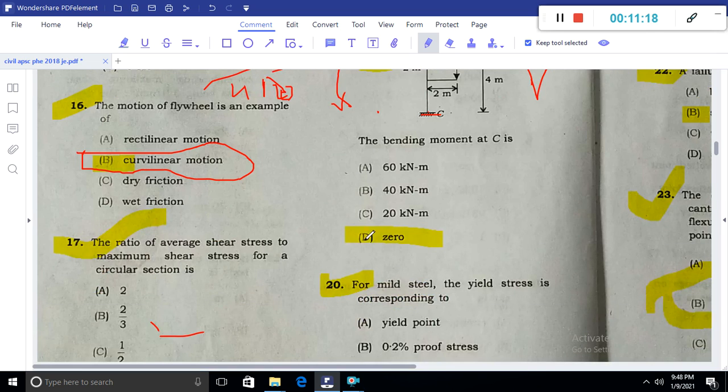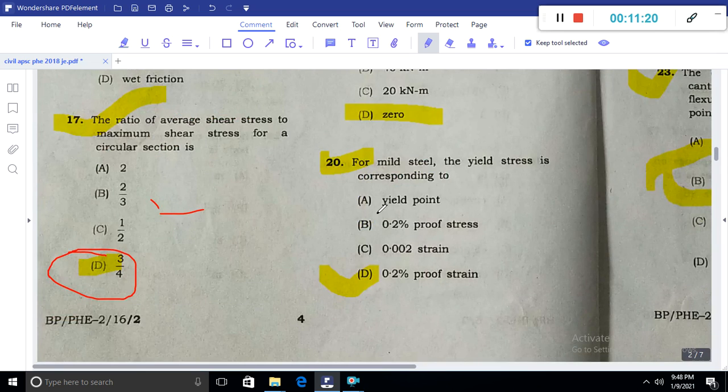Then for mild steel, the yield stress corresponding to mild steel, the yield stress is taken as 0.2% proof stress.